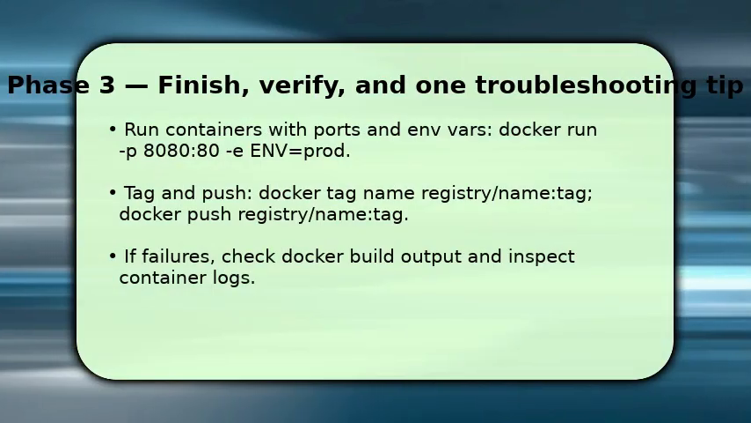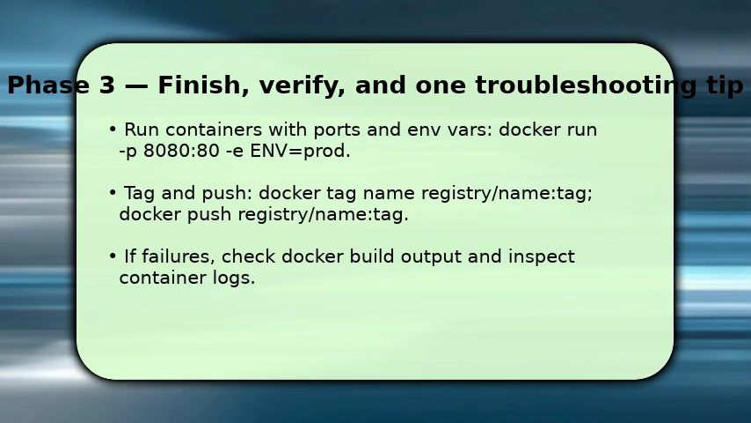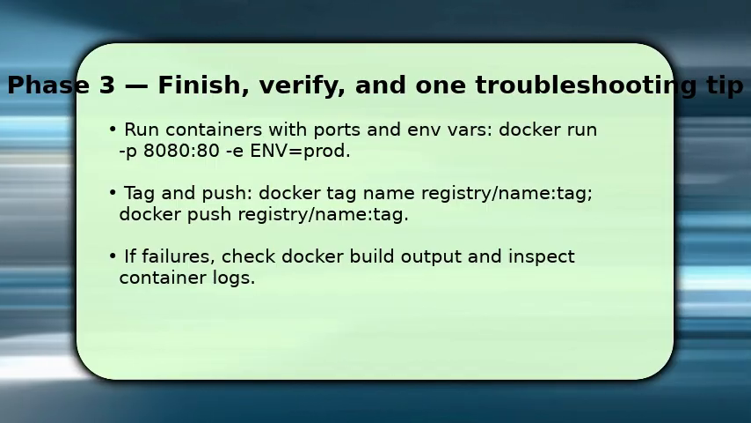Finally, you verify, tag, and publish. Start containers with required ports and environment variables to confirm runtime behavior. Use --rm for quick tests. When satisfied, tag the image for your registry and push it. Include a semantic tag like 1.0 or a commit hash for traceability.